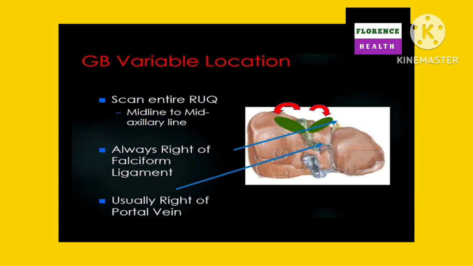The gallbladder has a variable location, not a fixed location like the ovary. It is located anywhere in the right upper quadrant of the abdomen, and its position changes from midline to mid-axillary line. It is always to the right of the falciform ligament. It is usually to the right of the portal vein. Remember, it has a variable location.